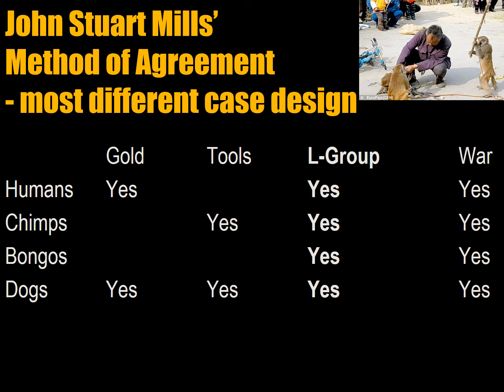So here you can see the case of humans who are drawn by gold. They don't have tools and they aggregate in large groups. Chimps have no interest in gold, lots of tools, and they aggregate in large groups. Bongos have neither gold nor tools, and they aggregate in large groups. Dogs love gold and they like tools, and they aggregate in large groups. So in this hypothetical example, you can see that the large groupness is the crucial variable that creates the outcome of war.